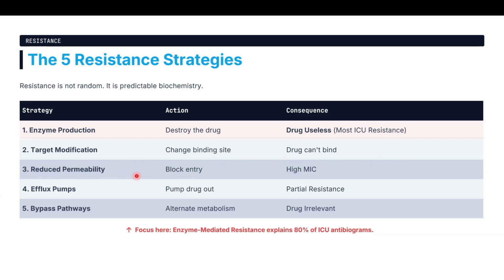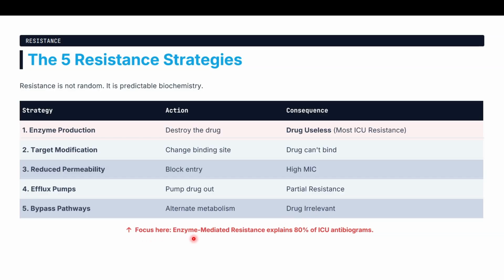Reduced permeability such that it blocks the entry of the antibiotic, leading to its high MIC value, minimum inhibitory concentration, to kill the bacteria. The bacteria can go one step ahead to develop efflux pumps. These efflux pumps can pump out the drug, and it can lead to partial resistance. It can bypass pathways for alternate metabolism. The drug may become irrelevant in such cases.